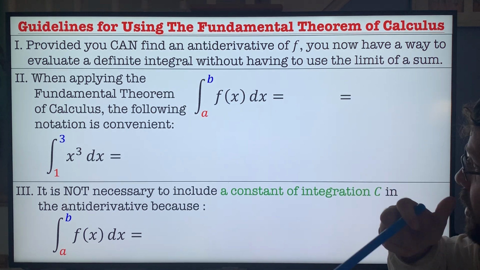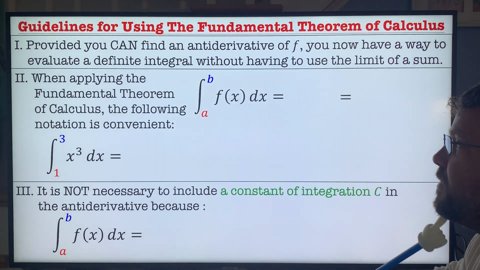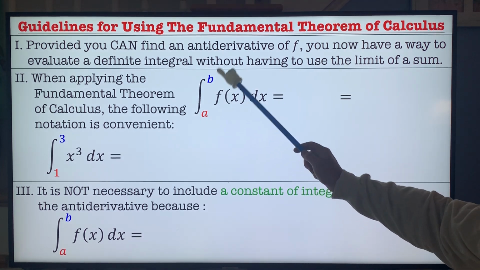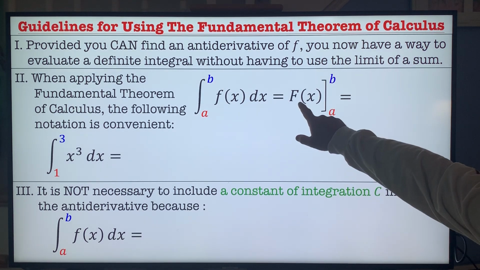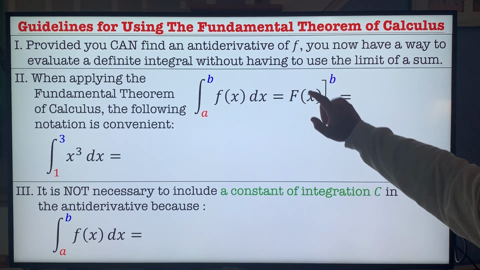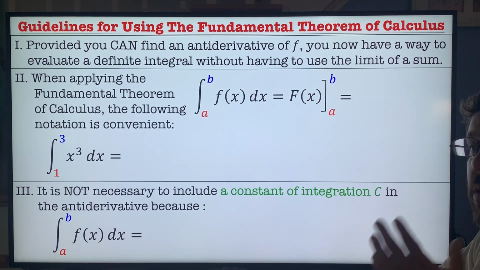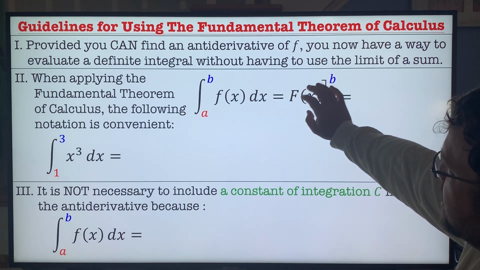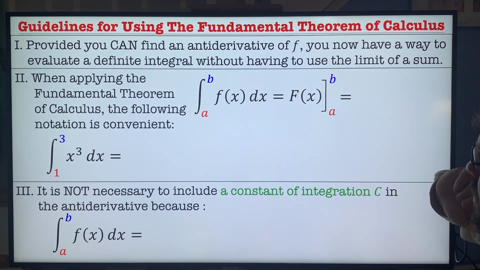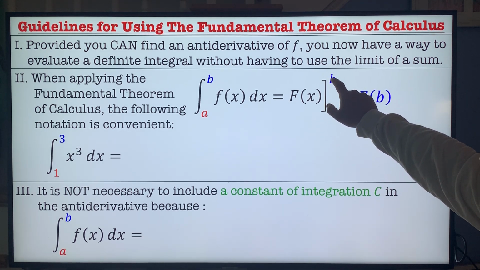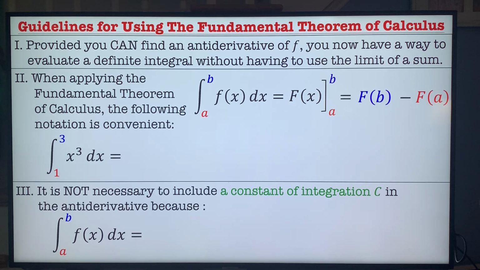When applying the fundamental theorem of calculus, the following notation is very convenient, meaning this is something that would be good to use. The integral of f of x dx from a to b equals capital F of x evaluated from a to b. This is a little bracket here, so you just use one. It's not a closed bracket. This bracket means you integrated this already. So this is integrated, this is my lower limit, this is my upper limit. When you do that, what you have is your f of b minus your f of a. Anytime you see this bracket, it means it's integrated.